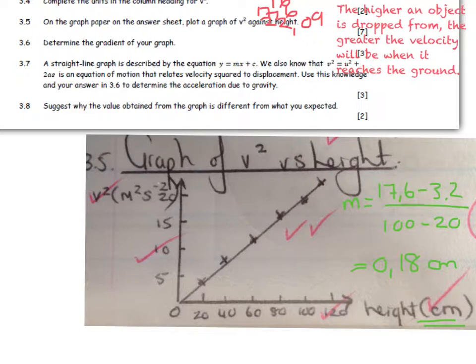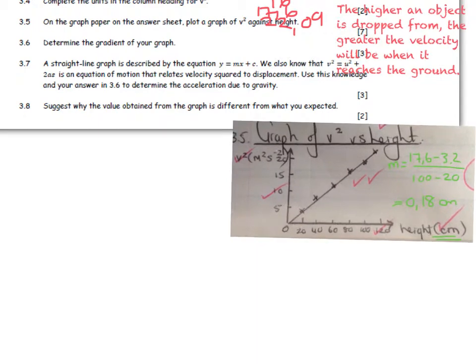Now we need to describe something. A straight line graph is described by y equals mx, and you guys all know this, but I don't think you can apply it that well. And then you're going to say, we also know that v squared equals u squared plus 2as is an equation of motion, and it relates velocity squared and displacement. Well, we've got a displacement, and we've got a velocity squared. So now this is a level 4 question, but bear with me and let's see what they're trying to puzzle out. We're going to say, in comparison, I've got y equals mx plus c.